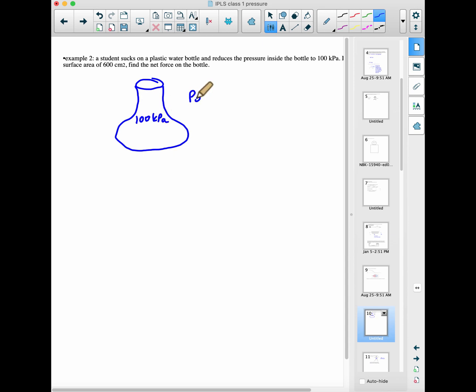Outside, of course, we've still got atmospheric, the 101,325 pascals. Let's use consistent units. 100 kPa would be 100,000 pascals. So we see there's less pressure inside the bottle. Consequently, the greater pressure on the outside means there's going to be a force from the gases on the inside pushing on the inside surface. There's going to be a greater force from atmospheric pressure pushing on the outside. So those are opposing, and so we're going to find the net or resultant force.